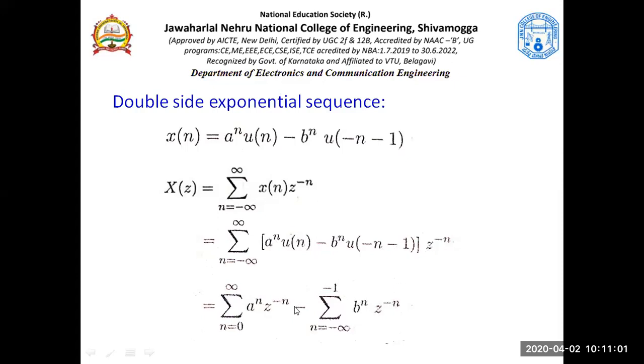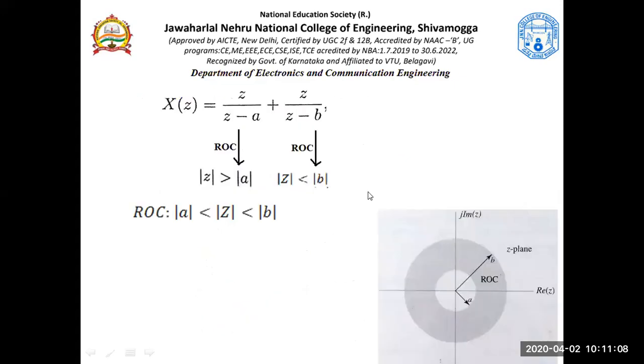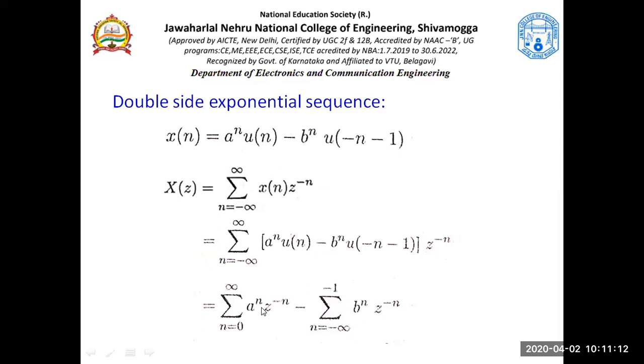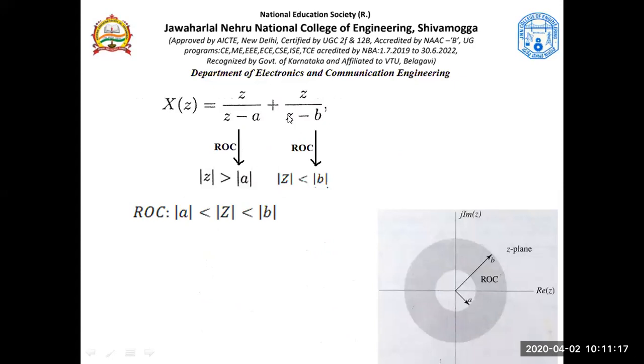Now we have dealt with this summation earlier. With that idea, we have seen this particular z transform would become z by z minus a, and this would become z by z minus b. This is something that we have done individually. Now it's the combination of two. Again, we need not do the whole steps again and again. So this is what we need to understand.